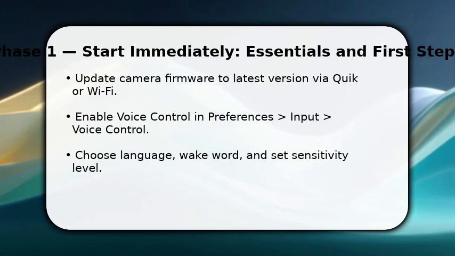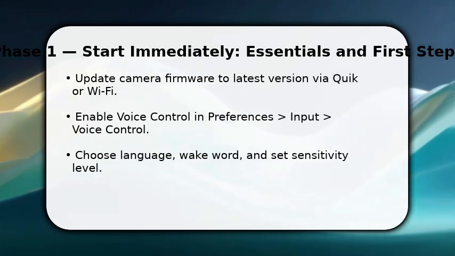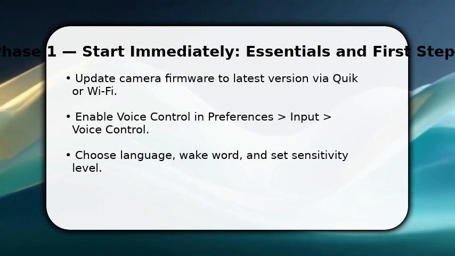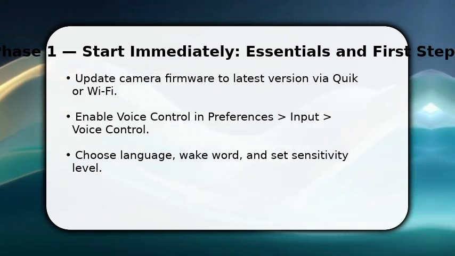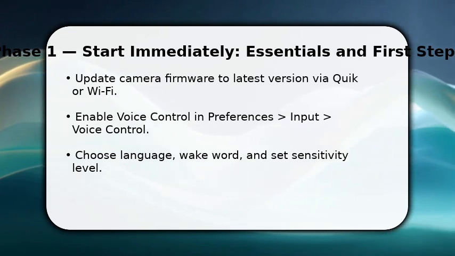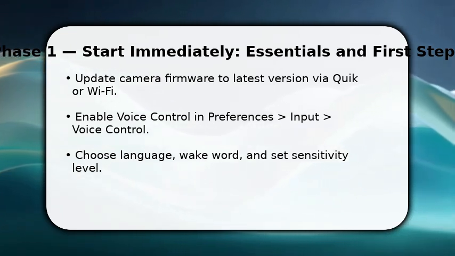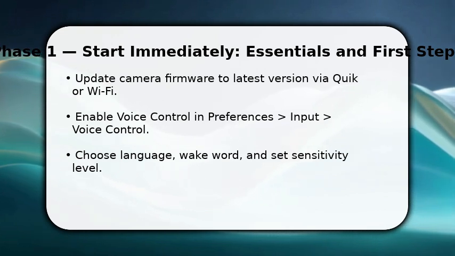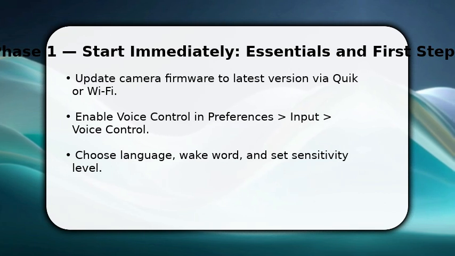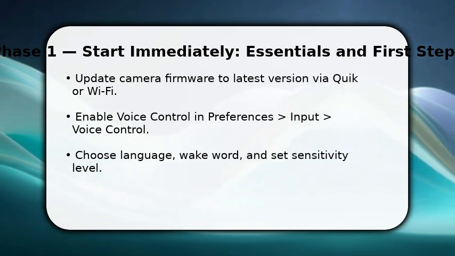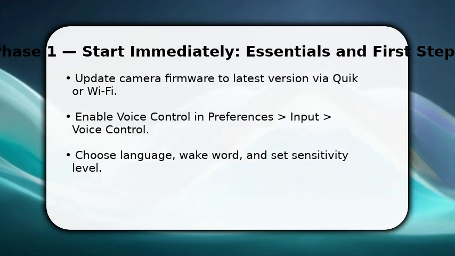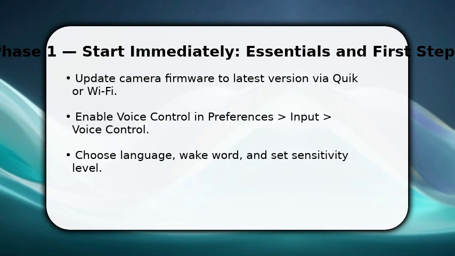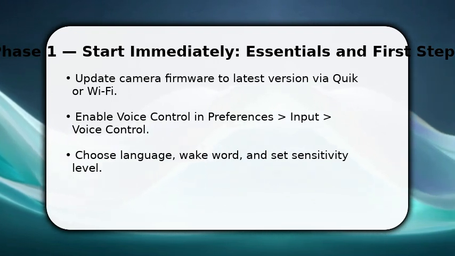Enjoy the video. You start by updating the GoPro 12 firmware and confirming battery is above 20% so features run reliably. Once done, open Preferences, go to Input, and turn on Voice Control. This registers core speech models. Make sure you select the correct language and wake word. This matters because the camera uses keyword spotting to save power. Finally, set sensitivity to medium. Too high catches noise, too low misses commands. These steps get your GoPro ready to hear you, quickly and accurately.